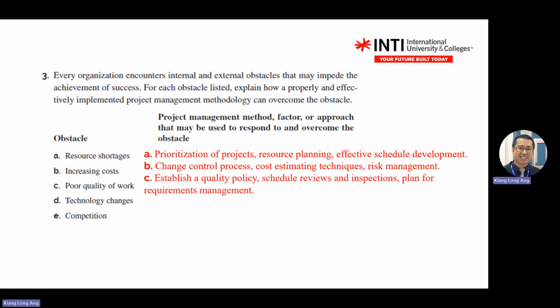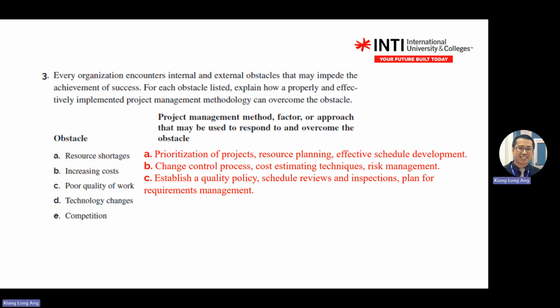Okay. So you set a quality policy, then you have a constant review or inspection, right? Then you plan for requirement management. So you set the requirement, like you know about the stage gate method, right? The stage gate model. So you establish that stage gate model: what stage, what you do, and after that you make a decision. After you pass, then go to the next stage, right?